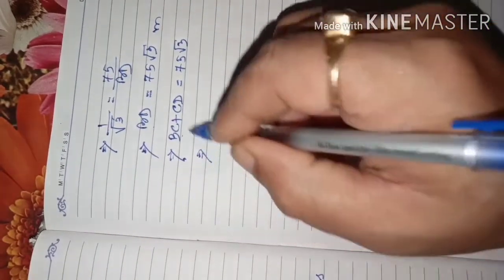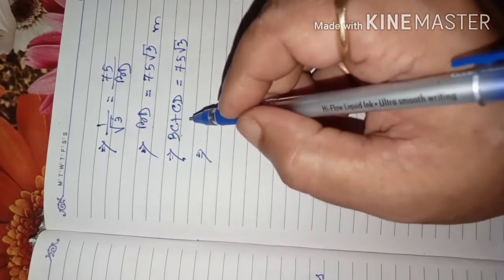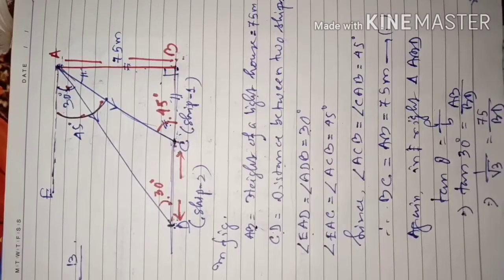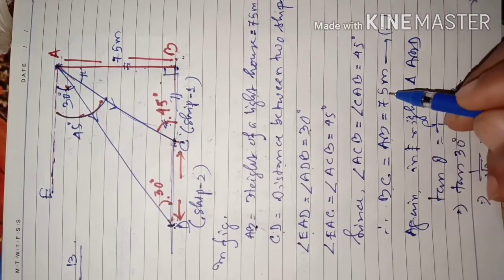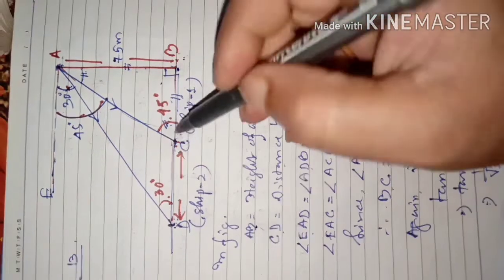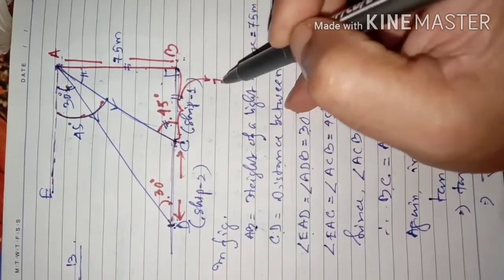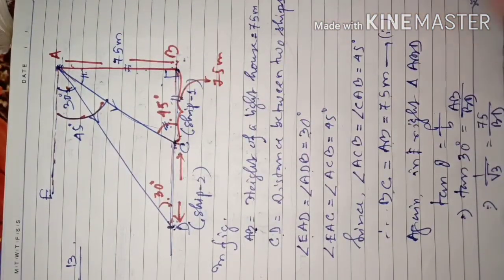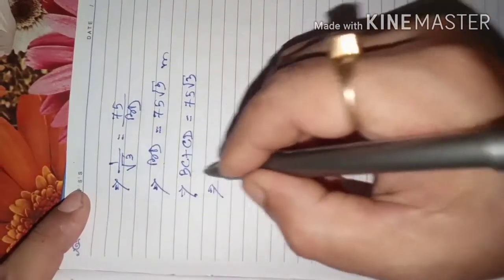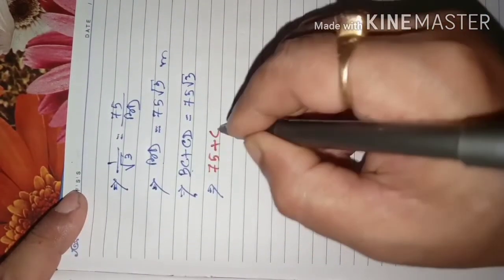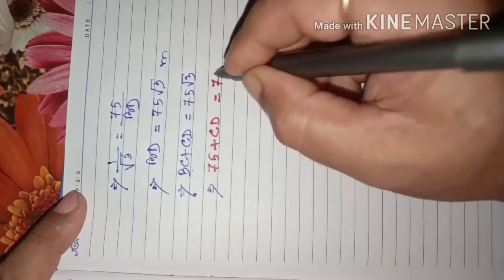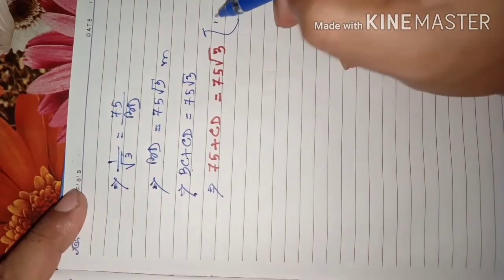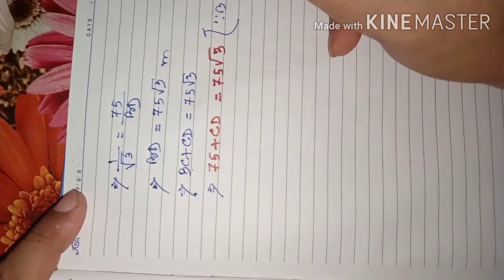Now, what is the length of BC? We have got BC is equal to AB is equal to 75. So BC also is 75. As I told you before, BC is 75 meter, because AB equals BC. That's why in place of BC we will write there 75. So here we are putting 75 plus CD is equal to 75 root 3, since BC also is equal to 75 meter.